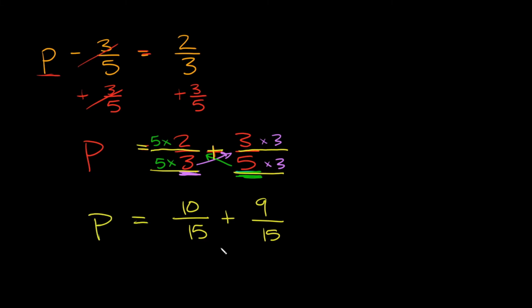Now, as you can see, we have the same denominator on both sides. We have a 15 here and a 15 here. So that means we can add these now. Whenever you're adding fractions and they have the same denominator, you're just going to keep the same denominator. So you're just going to add the numerators. So what's 10 plus 9? 19. So p is equal to 19/15. Okay, let's do one more.